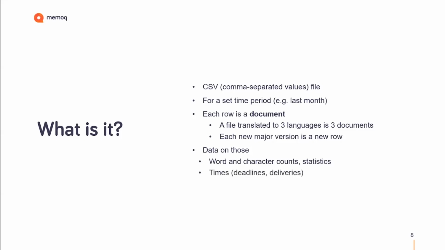It contains some timestamps, especially deadlines and deliveries, but a couple of others too. It contains information on users, so who was the translator, reviewer, who imported the file, etc. And it also contains the obvious information like languages, path, filter, project name, domain metadata, stuff like that. So it is a big CSV file that you can download and import into whatever data analytics software you like to use.